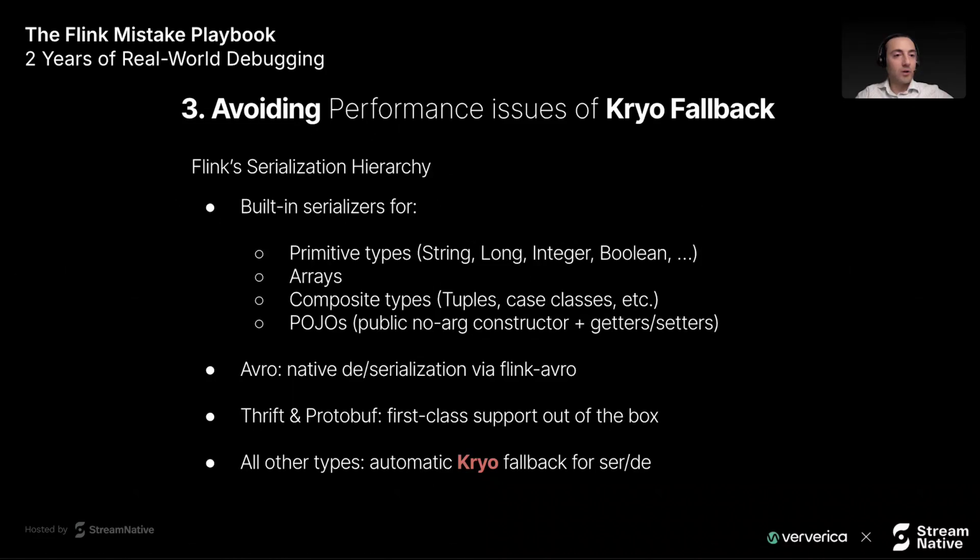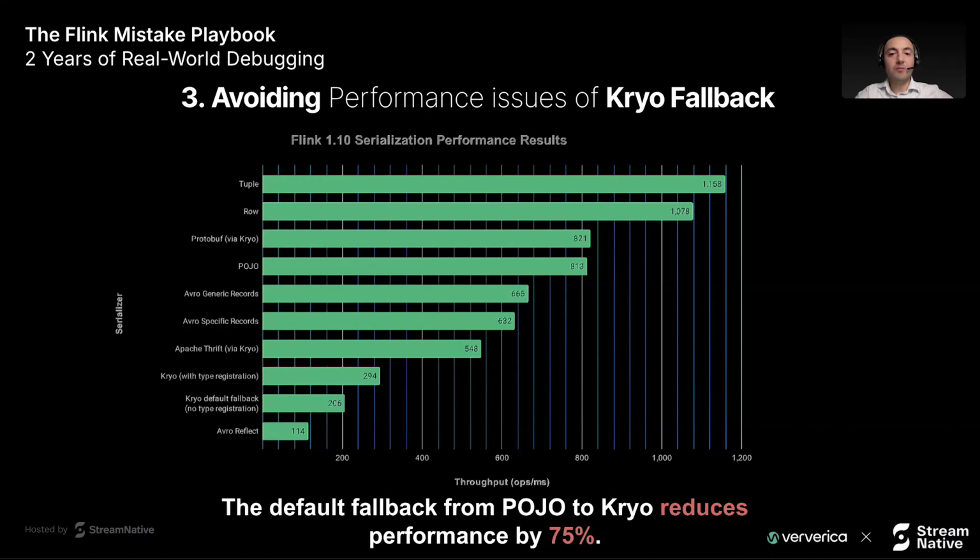Avro is supported by Flink, especially if you have cases like schema evolution, where Avro typed events are supported directly by Flink's serializers. Of course, Thrift and Protobuf, all these types commonly used in Kafka use cases, are all supported by Flink. But all other types, if you try to use them with Flink serialization, automatically fall back to the Kryo fallback serialization and deserialization, if you do not apply some common rules, which I will explain right now. You can see the comparison between the serialization types and their performance.